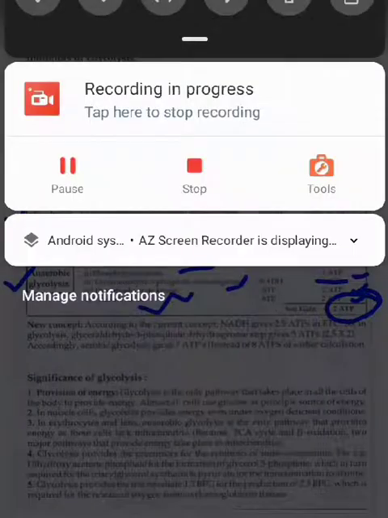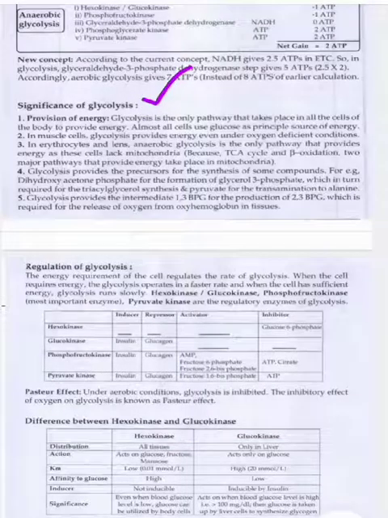Now coming to the significance of glycolysis. Why should we study glycolysis? What are all the uses of glycolysis? We have a lot of questions, but at the same time we have some answers also. First is provision of energy. Glucose is the major source of energy in our body. Glucose is converted to pyruvate in glycolysis, so it gives energy in this pathway.